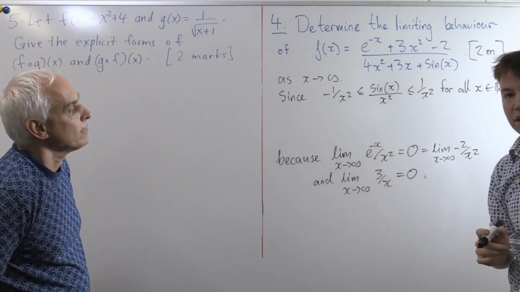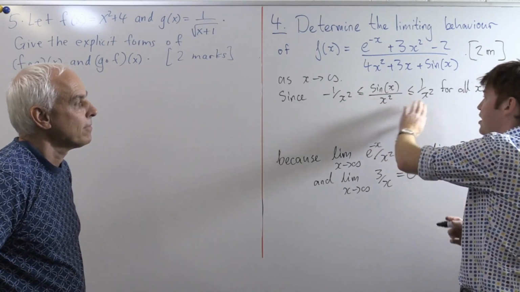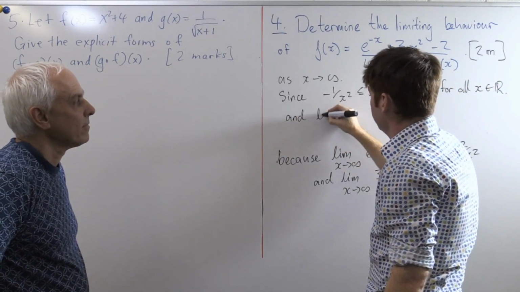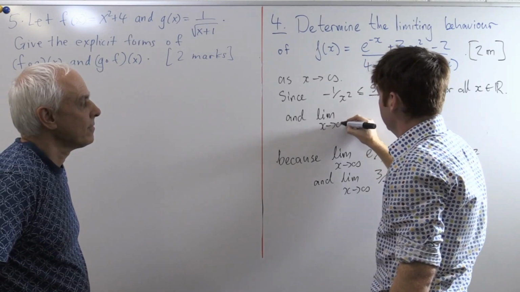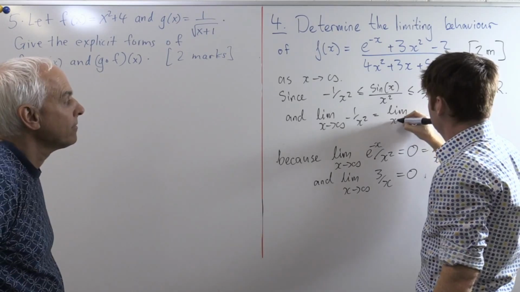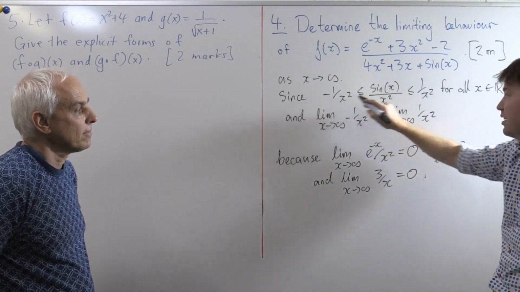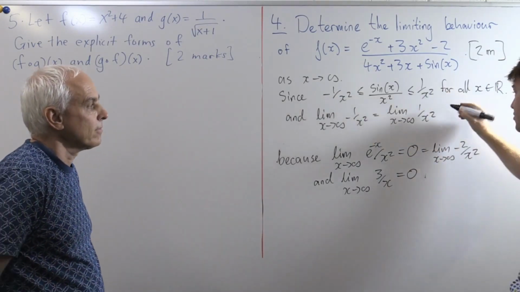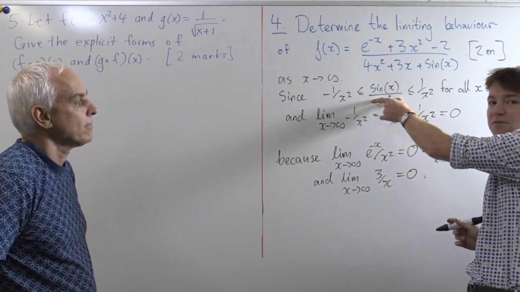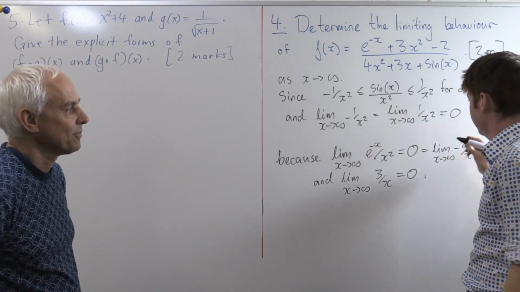Since this is true for all x, I've got this function here. This function, sine x on x squared, is bound below by something and bound above by something, and the limit as x approaches infinity of the lower bound is equal to the limit as x goes to infinity of the upper bound, which is 0. Then the limit of this function as x goes to infinity gets pinched and it goes to 0 by the pinching theorem.